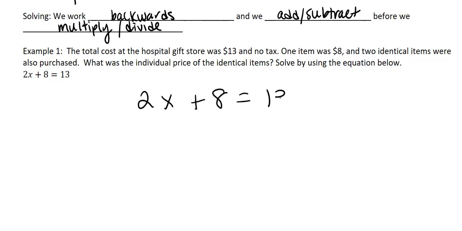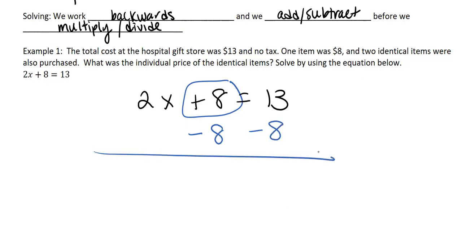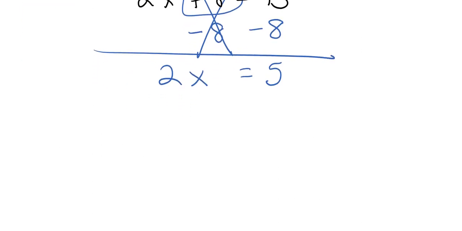Now, when we solve, we're going to work backwards and add or subtract first. That means we're going to deal with these numbers here first. So we're going to subtract the 8 on both sides, because essentially we want to get the x by itself on one side of the equation. So this just cancels out. Now on the right-hand side we have 13 minus 8, that's 5. We just bring down that 2x. Now 2x is equal to 5.